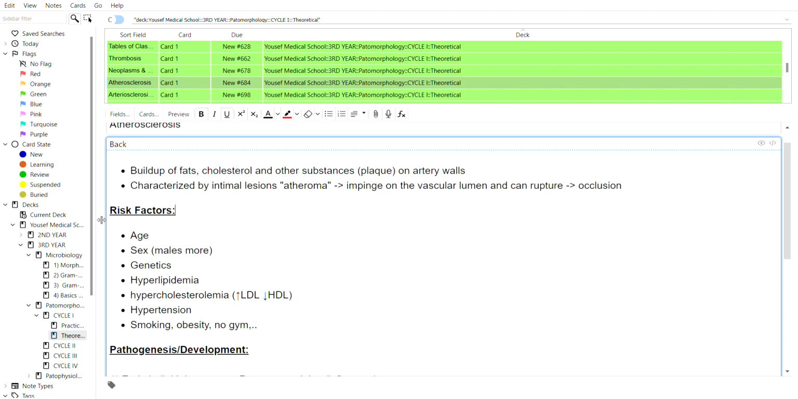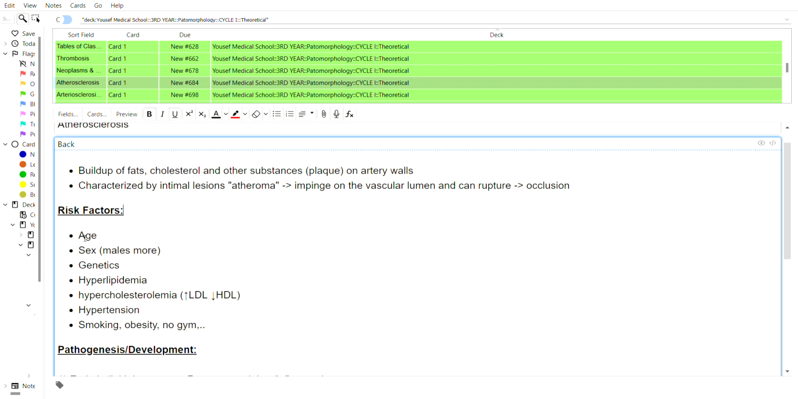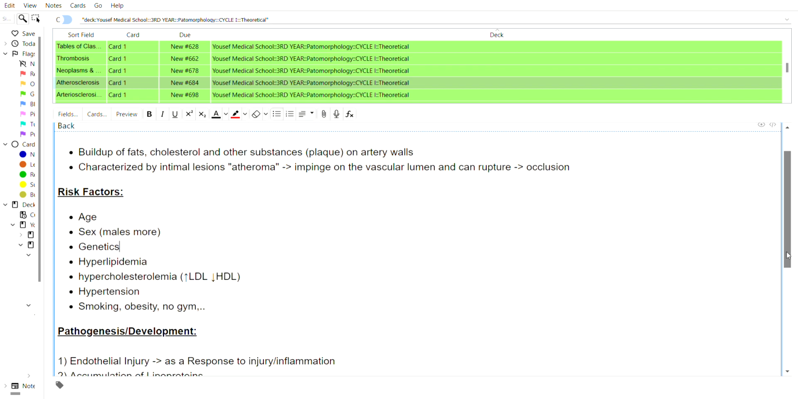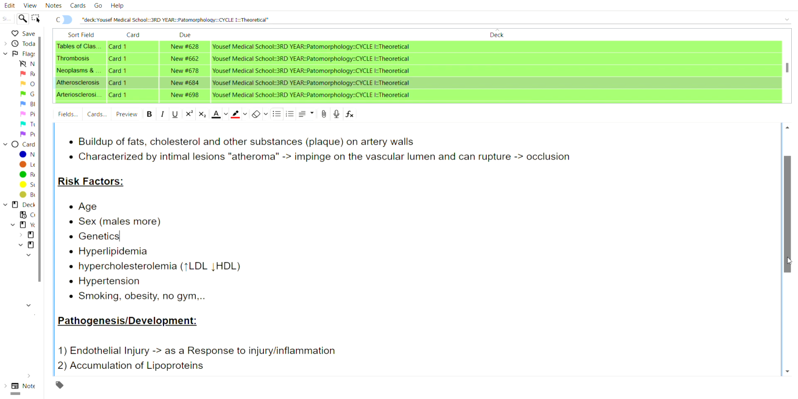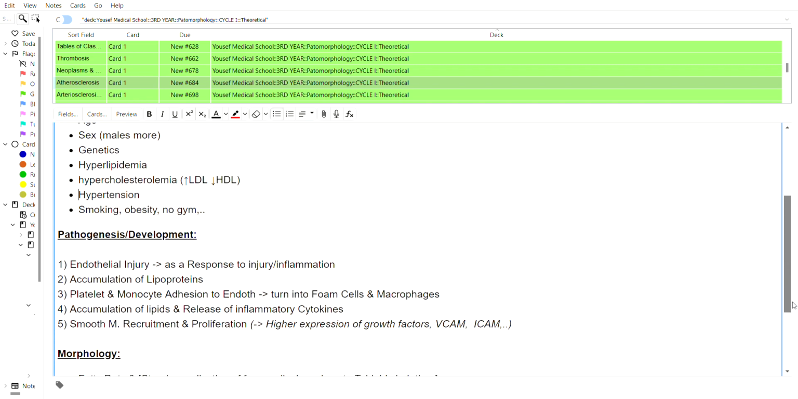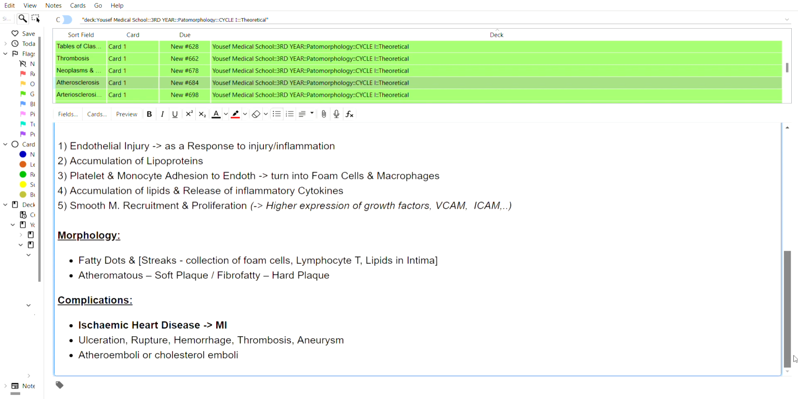What are the risk factors? First of all, we see that age is a big one. The sex plays a role, where we can see that males are more predominant. Obviously the genetics, and because it's a buildup of fats, we see that hyperlipidemia and hypercholesterolemia, especially with an increase in LDL, are present. And another one is hypertension and lifestyle choices like smoking, obesity, no physical exercise, etc.